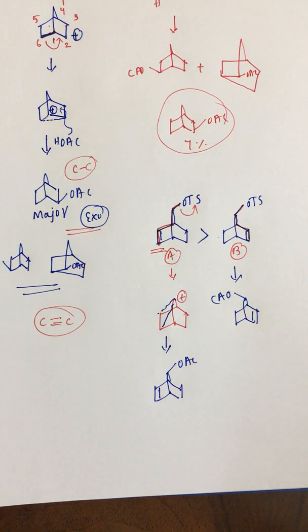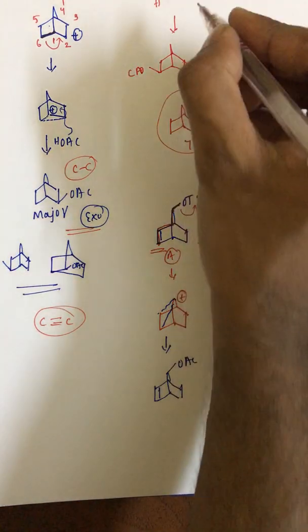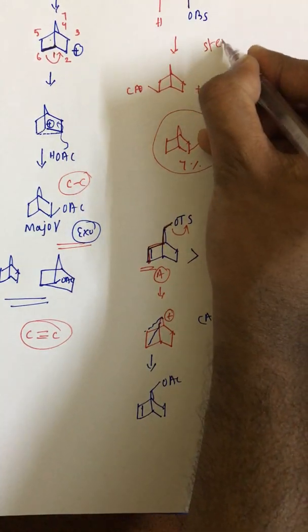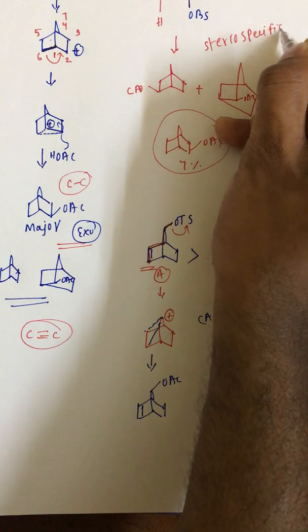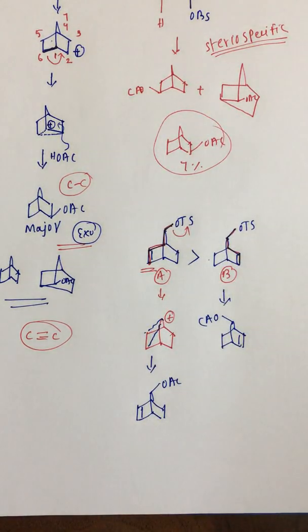Another thing I just want to say, these are stereospecific reactions. Stereospecific means whatever stereochemistry we have in the reactant, the same stereochemistry will come in the product side also. Because of that reason we call these reactions stereospecific reactions.